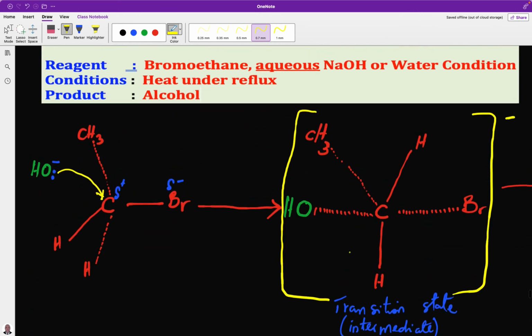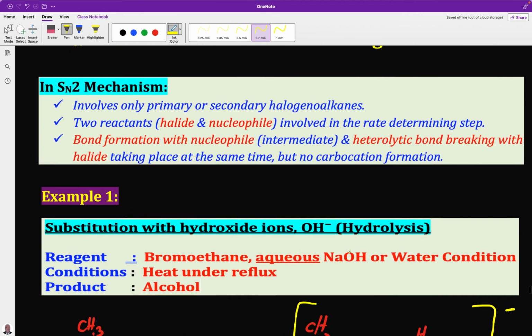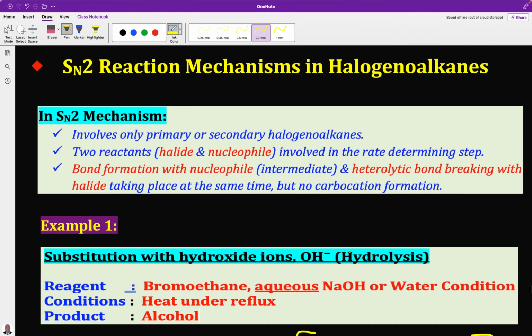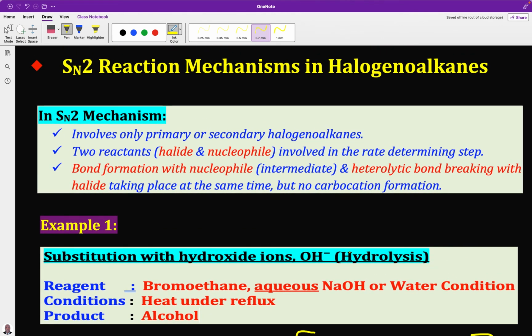of our SN2 mechanism. I said the SN2 mechanism in halogenoalkanes involves what? It involves the primary or the secondary halogenoalkane. Only them can undergo SN2. So in SN2 again, I said it is nucleophilic substitution bimolecular. Why? Two reacting species are involved in the rate determining step.